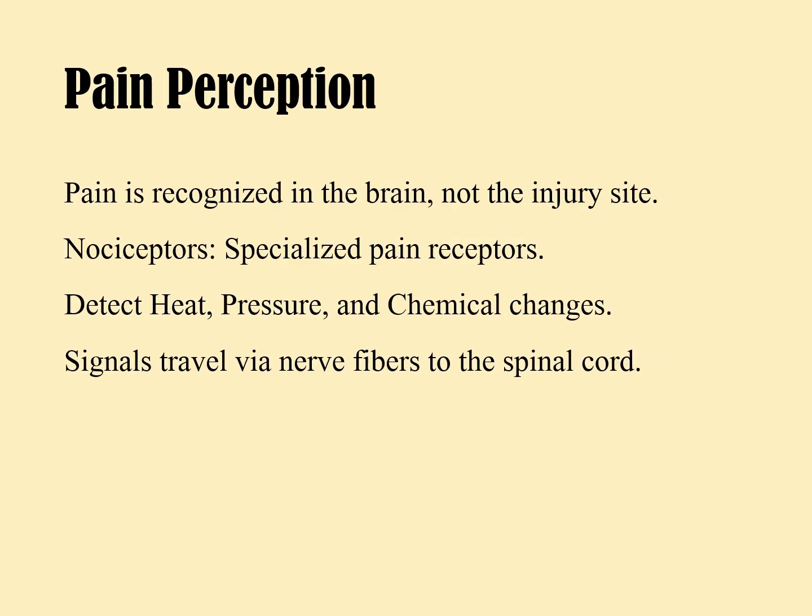Pain perception. It is a common misconception that pain is felt at the site of injury. In reality, pain is recognized in the brain. The process begins with nociceptors, specialized receptors located throughout the body. These receptors detect harmful stimuli like extreme heat, physical pressure, or chemical changes and convert them into electrical signals. These signals are the language the nervous system uses to communicate damage.